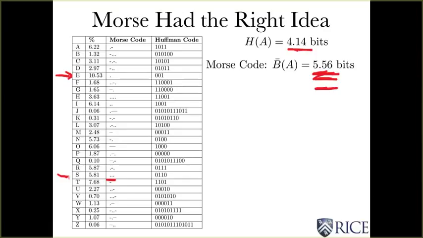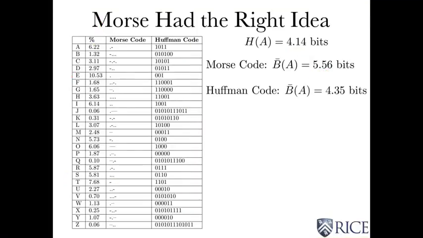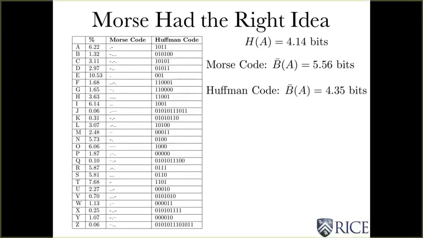So it's inefficient. So here is the Huffman code, which I found for the same set of probabilities. And you can see some of these code words are very long. But what's the average code length? And that's kind of a surprise. It turns out it does a whole lot better than the Morse code.